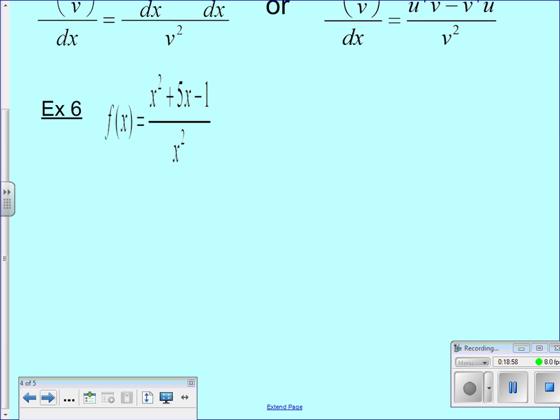So if I want to take the derivative of this, f prime, the derivative of my numerator, and that's x squared plus 5x minus 1.